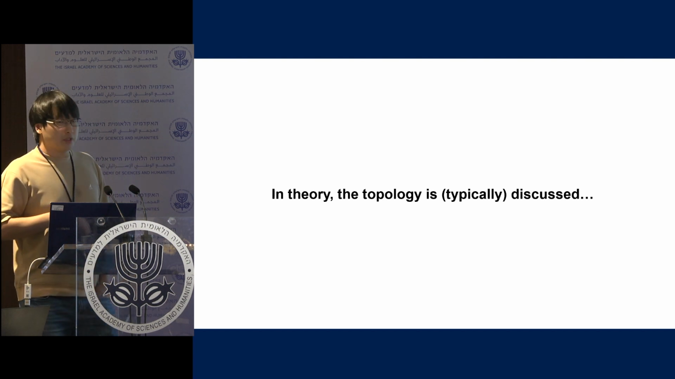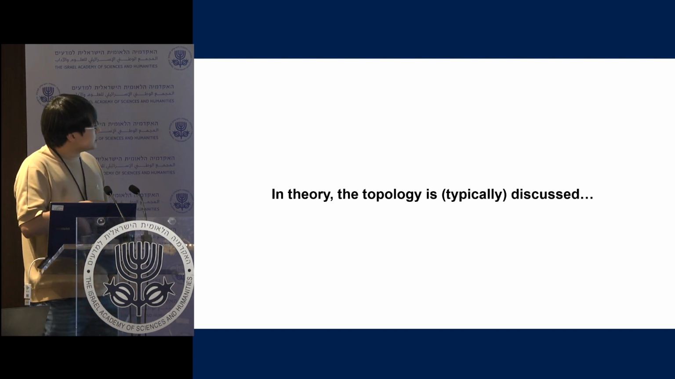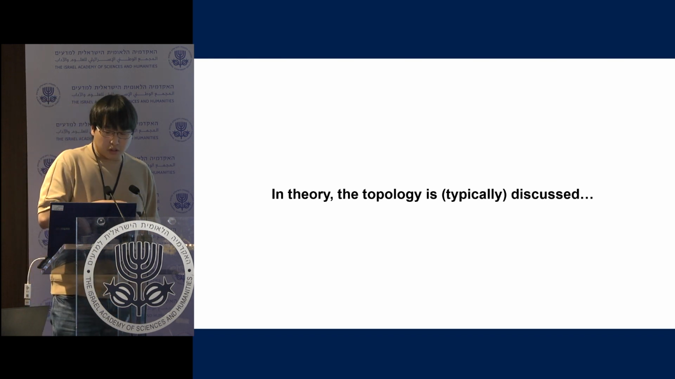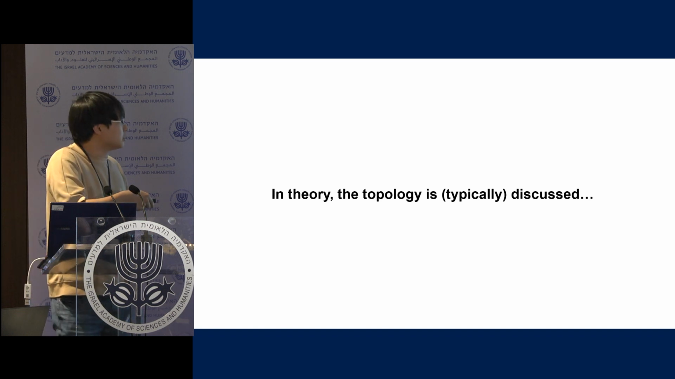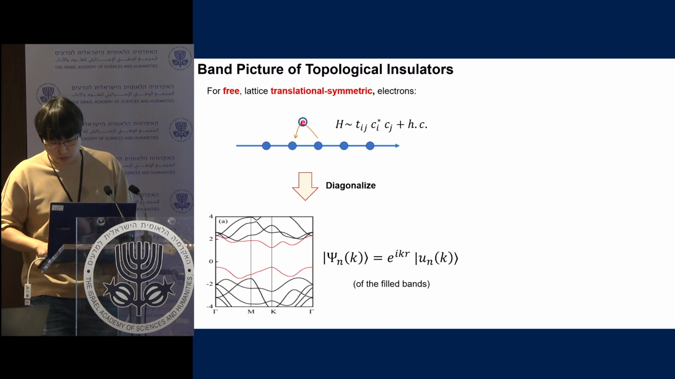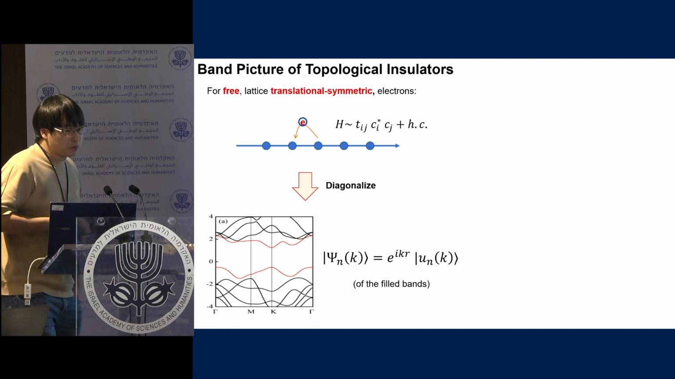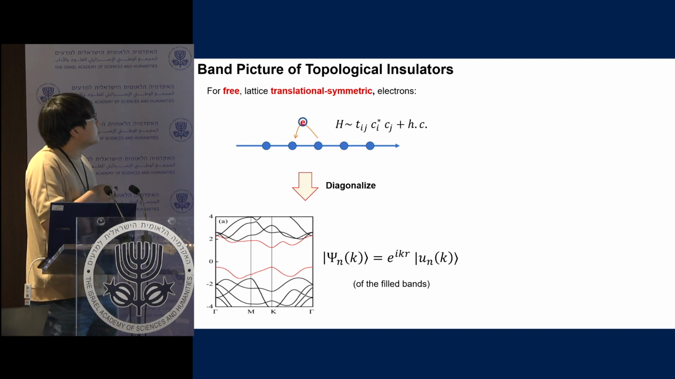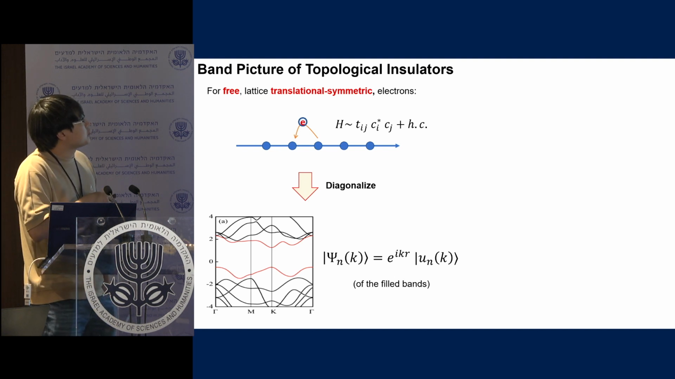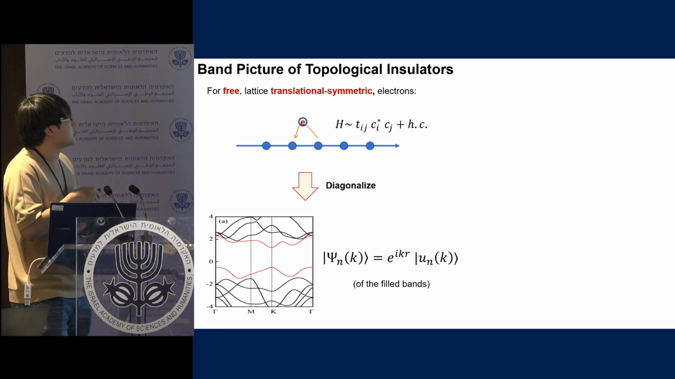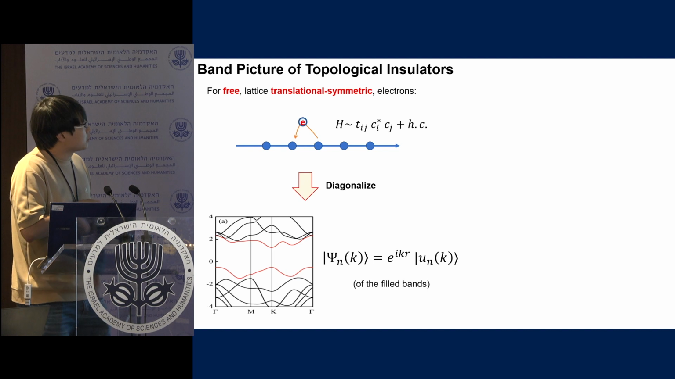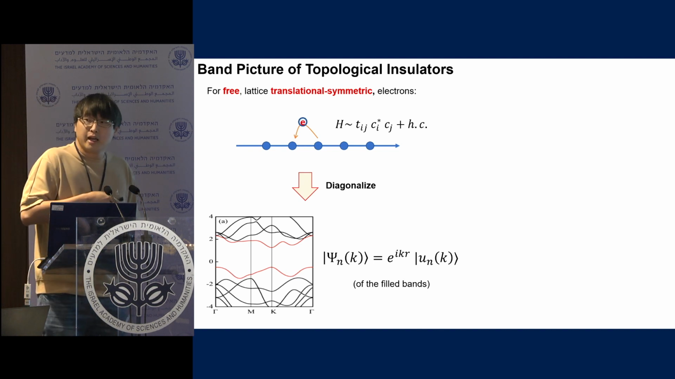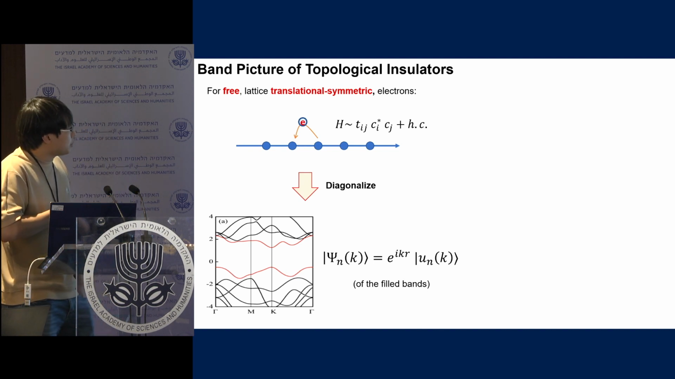That's the problem with the experiment, and in the theory, there is another issue. So let's look at how people theorize about the topology of topological insulators. What people usually do, at least in the textbook, is consider the band picture of the topological insulator, where you consider free electrons with lattice translation symmetries, electrons hopping around nicely, and you are solving by tight-binding calculations.